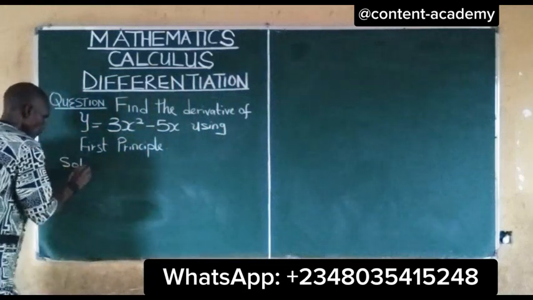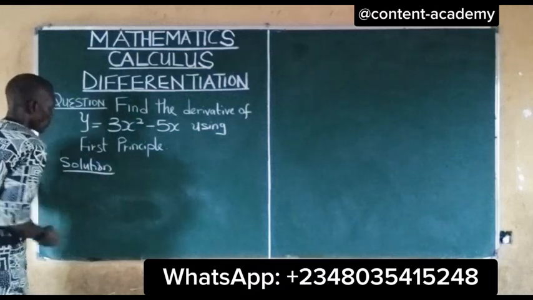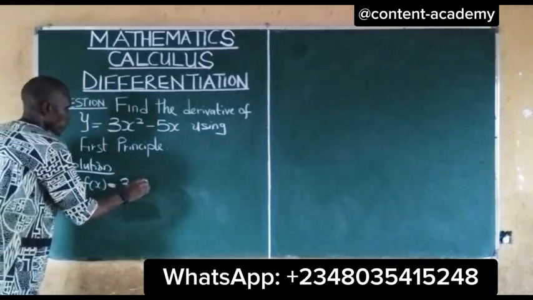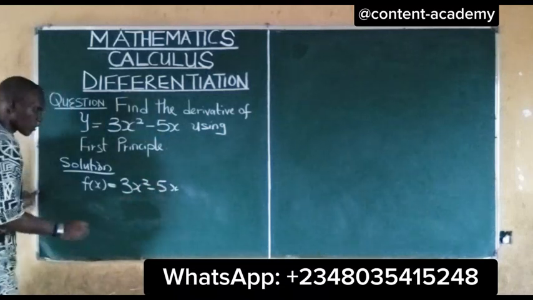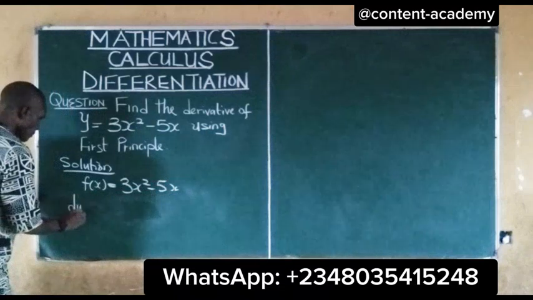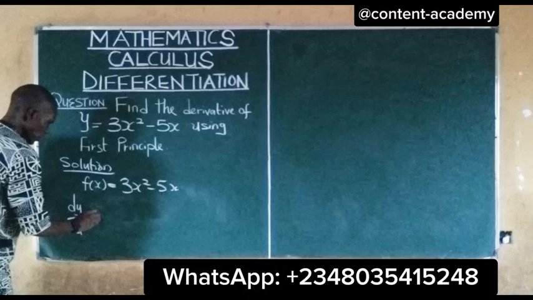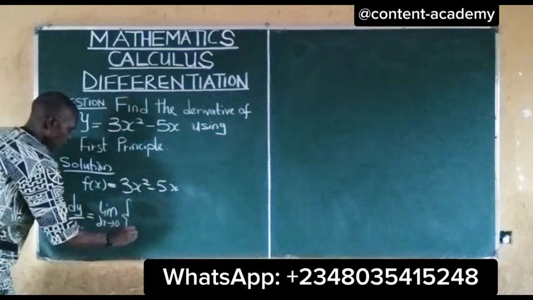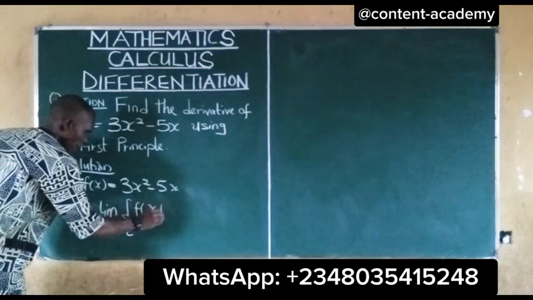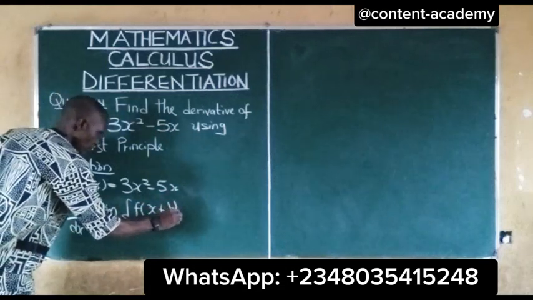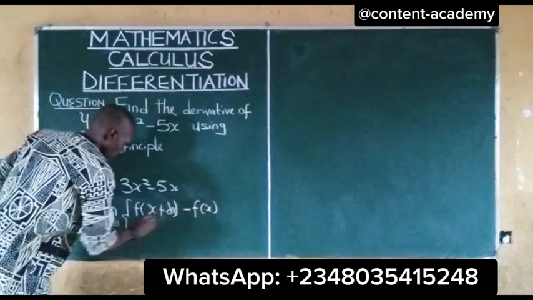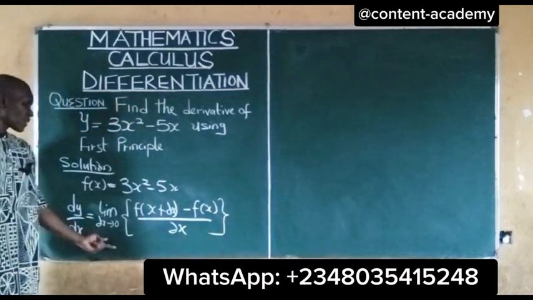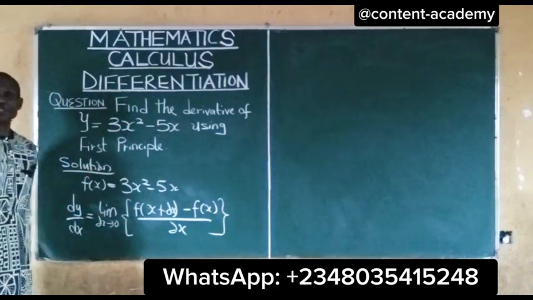Solution. First, we have our function as f of x equals 3x squared minus 5x. Also, for first principle derivative, dy over dx is equal to the limit as dx tends to 0 of f of x plus dx minus f of x, all over dx. So this is what we use in computing the question given.